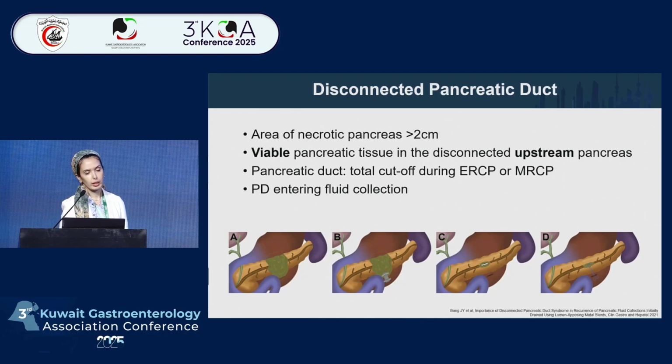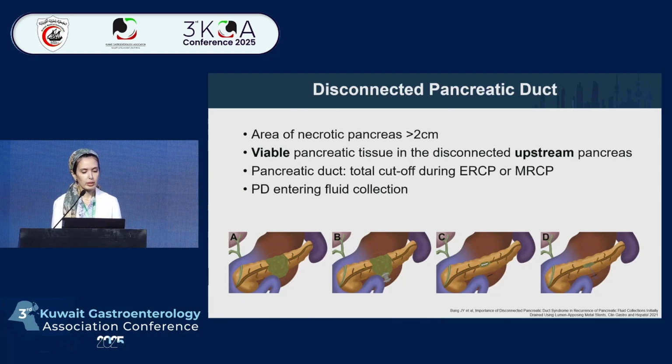One important diagnosis to always keep in mind in patients with necrotizing pancreatitis is disconnected pancreatic duct syndrome. This occurs when you have a large area of necrotic pancreas, at least 2 centimeters in size, and then you have some viable pancreatic tissue in the disconnected upstream pancreas. The necrosis causes a disconnect within the pancreatic duct. You can see a total cutoff, either on ERCP or MRCP, more so on ERCP, which communicates with the collection.